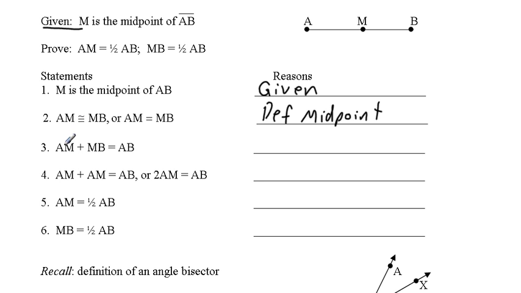Next, I'm going to say that AM plus MB equals AB. Now this comes from the picture here. We're saying that AM plus MB equals AB. And you might recall that anytime we have a point between two, it doesn't have to be a midpoint all the time, but we know that the two smaller segments add up to the larger segment. So this is actually segment addition.